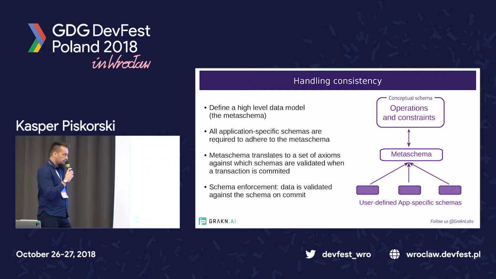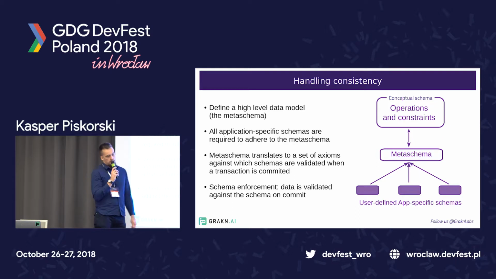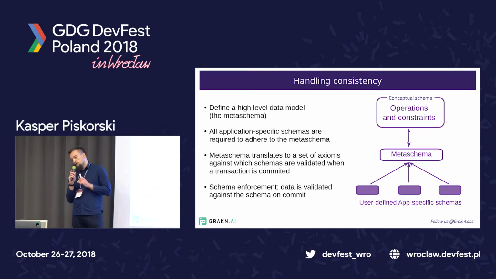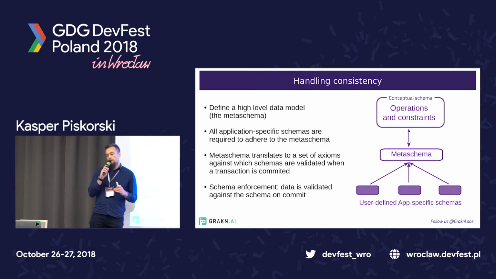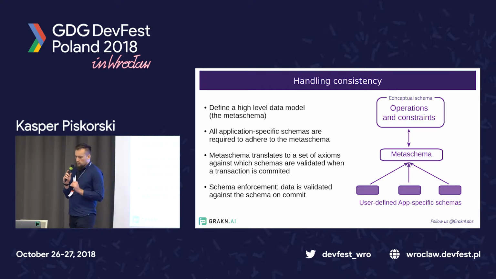So the way we actually check for consistency in this case is done on commit time. So once you actually define your schema and you want to persist it to the database, and you actually write commit, we will check whether the provided schema is consistent with the meta schema. So that's how you define an application-specific schema. Now what about the data?